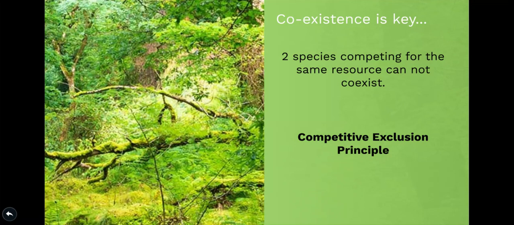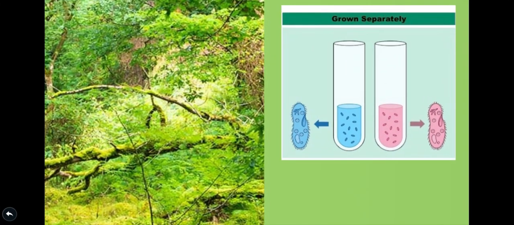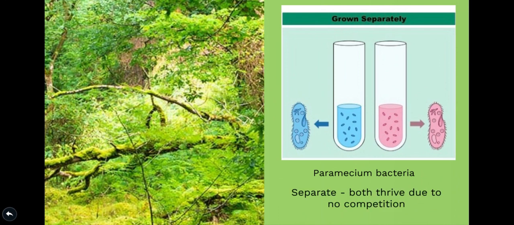And we can demonstrate this in a lab setting, which we're going to do now. We're going to grow some Paramecium. Paramecium grown separately in two separate test tubes. The test tube becomes the habitat, and within the test tube will be food. There'll be some kind of nutrient, essentially. Now, if they're grown separately, both populations will thrive. There's no competition. This is completely unrealistic to the world around us because populations do intermingle.